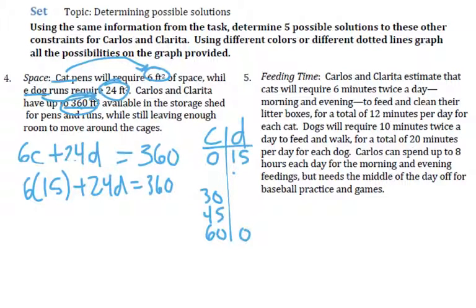We could try 30 though, if I plugged in 30 instead. 30 times 6 is 180. 360 minus 180 gives us 180, divided by 24 gives us 7.5. So that one won't work. These guys are out.